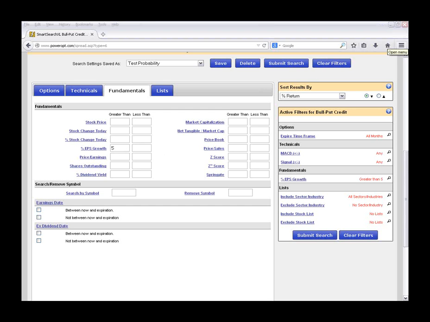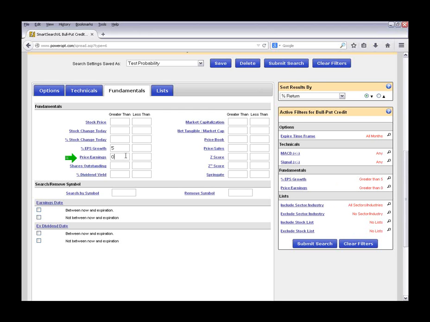I'm just going to put in a value of 5% or more. I only want to see securities that have grown 5% in earnings from last year to this year. Another thing I may use for my bullish strategies is a relative PE ratio, price to earnings. I don't want it to be too far out of whack, so I'm just going to use a basic view of 0 to 50.